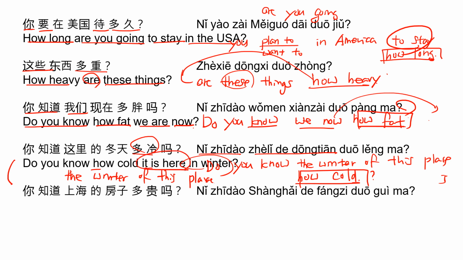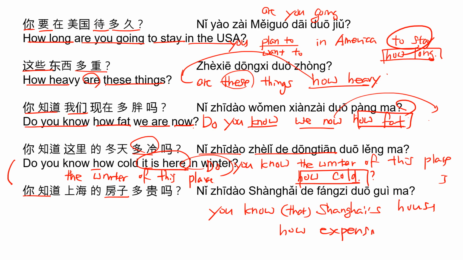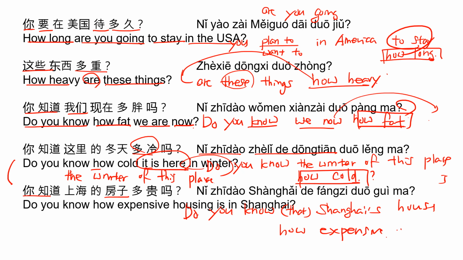Okay, the last one. 你知道上海的房子多贵吗? So 你知道, you know. And then usually you put that. You know that. 上海的房子, Shanghai's house. 多贵吗? So 多贵, how expensive. And then your question. So do you know how expensive the housing in Shanghai is? Something like this. Do you know how expensive housing is in Shanghai?